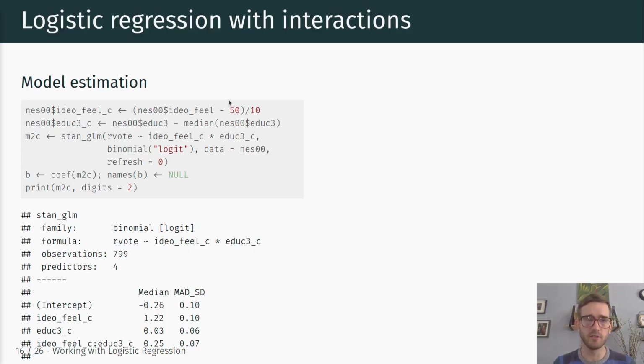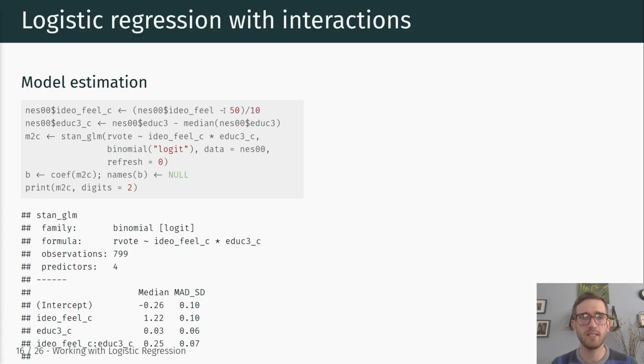The way we do this here is with two different centering operations. On the one hand, we subtract 50 from our feeling thermometer, which ranges from basically 0 to 100. So we're not subtracting the mean, we're subtracting the theoretical center of the scale from each observation. Now this new measure ranges from -50 to 50. In order to make it better comparable to a 7-point scale like education, we will divide it by 10. So a 1 unit increase in this feeling thermometer is now a 10-point increase on the original scale. This new ideology variable ranges from -5 to 5.